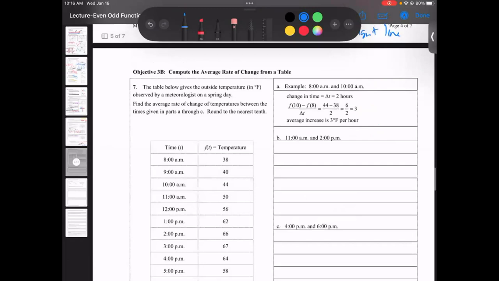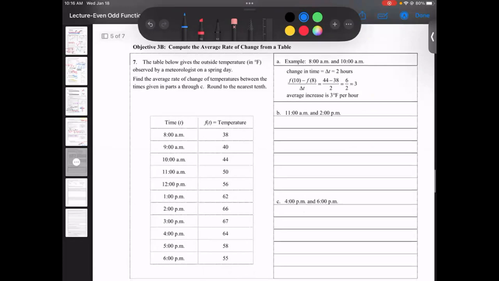Objective 3B is application. The table below is the temperature in Fahrenheit observed by meteorologists on a spring day.